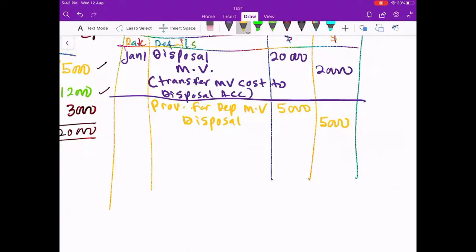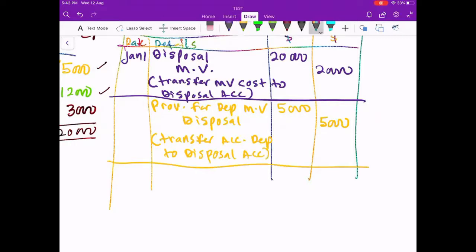And then don't forget to write the explanation. The explanation will be transfer accumulated depreciation to disposal account. Done.